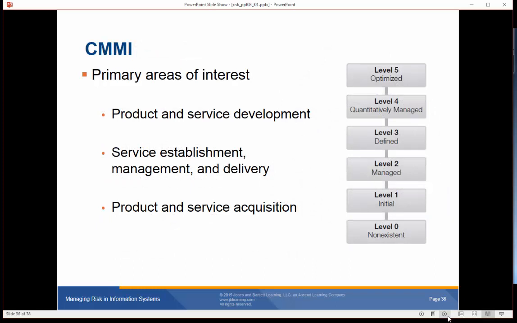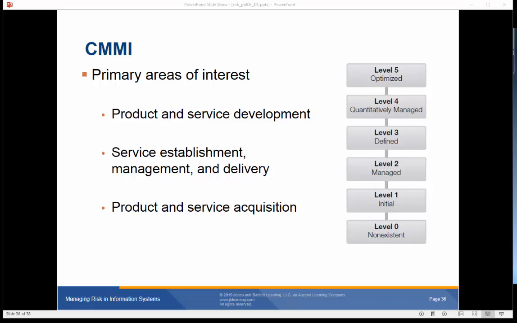The CMMI, this is a good one here. So the Capability Maturity Model Integration is a process improvement approach to management. It uses different levels to determine the maturity of a process.